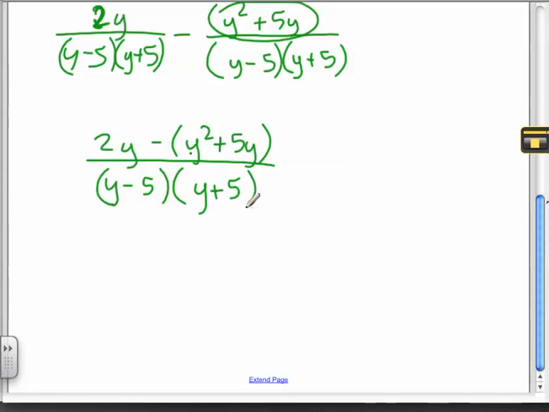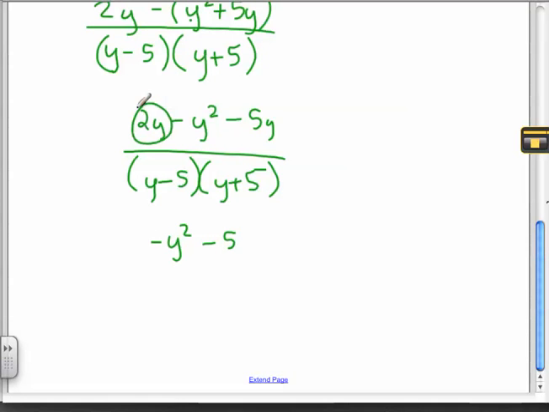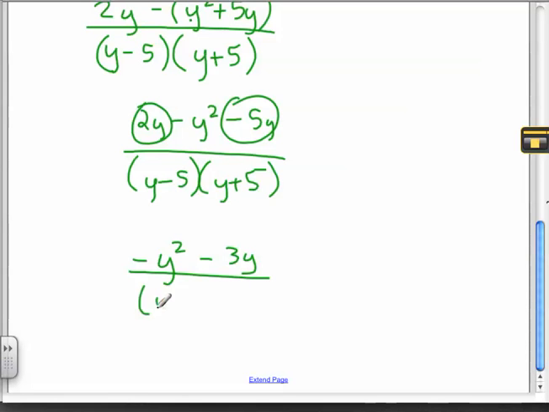That's the common denominator. All right, now let's simplify. I'm going to get 2y minus y squared minus 5y all over y minus 5 times y plus 5. I guess I'll go ahead and put that parentheses here. Okay. You know what? I think we do need to put it in order, don't we, Kyle? Good point. So let's do that. How about negative y squared minus 5? Oh, wait. Uh-oh. I can put those two things together. So before I do anything, I'm going to have minus y squared, what, minus 3y? Is that right? Yeah. All over y minus 5 times y plus 5.